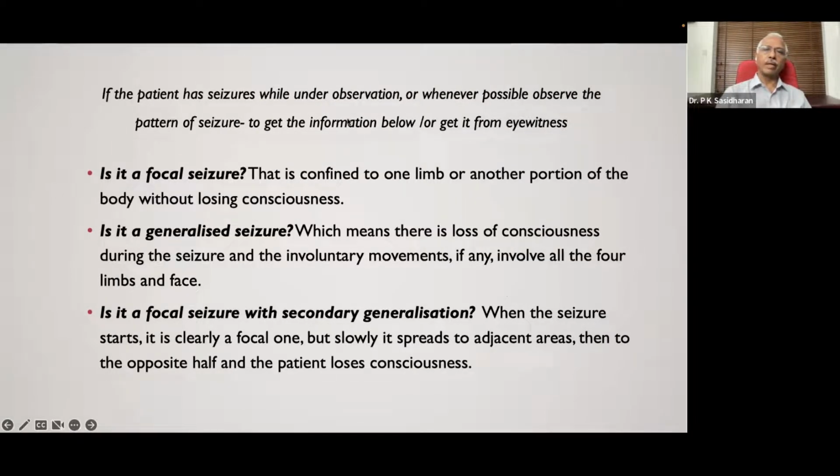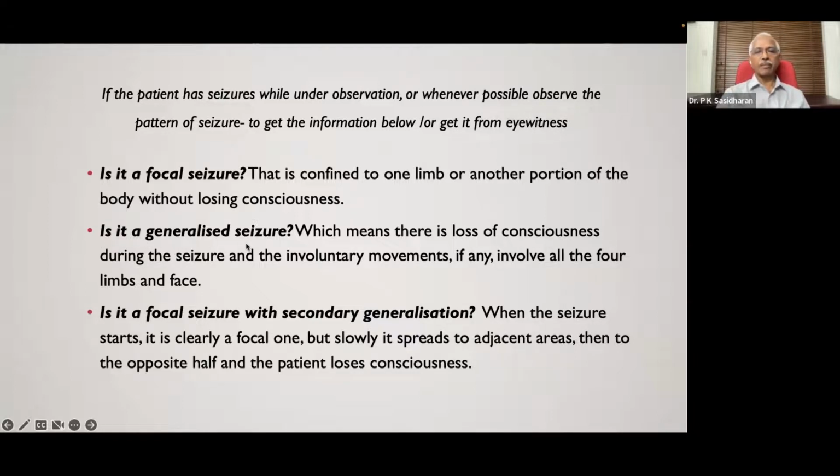So if the patient has seizures while under observation, or whenever possible, observe the pattern or get the information from an eyewitness. Is it a focal seizure that is confined to one limb or another portion of the body without losing consciousness? This focal seizure need not always be with motor movement. It can sometimes be abnormal smell of sudden onset, abnormal sensory involvement of sudden onset, visual hallucination of sudden onset, or abnormal auditory hallucination of sudden onset, or abnormal behavior of sudden onset. So is it a focal seizure or not? That has to be found out. But usually it is a convulsive movement that we are referring to.